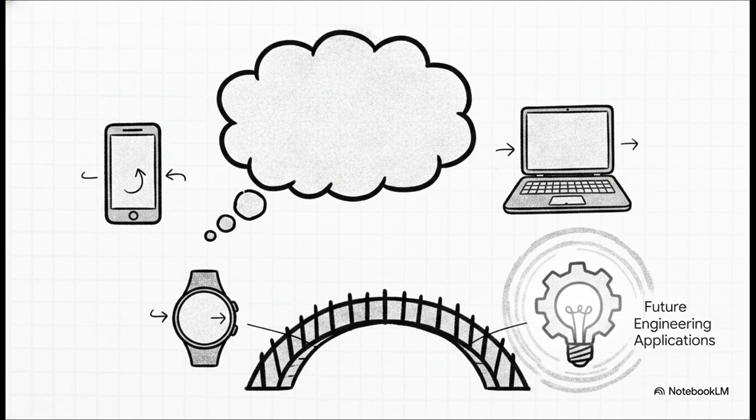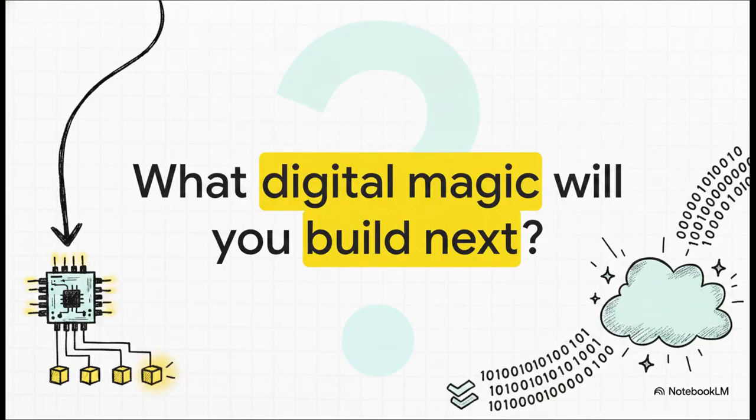You've now got the roadmap to understand how a high-level software command becomes a physical, measurable hardware reality. You're about to learn the actual language of the machine. So the only question left for you is this. Now that you know the language of hardware, what digital magic are you going to build next?